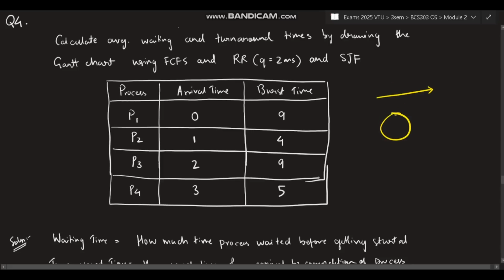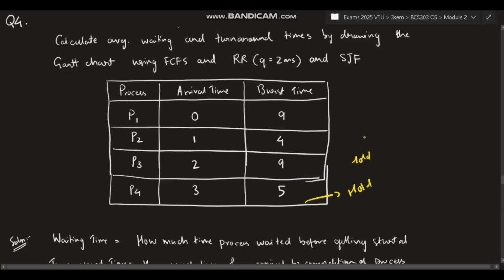This will be on hold. Whichever new process comes in non-preemptive, that will be on hold. Okay, in non-preemptive, this will be on hold. Whichever new process comes, hold, because it is non-preemptive. We can't interrupt in between. Okay, hold. This will also come and it will get on hold.